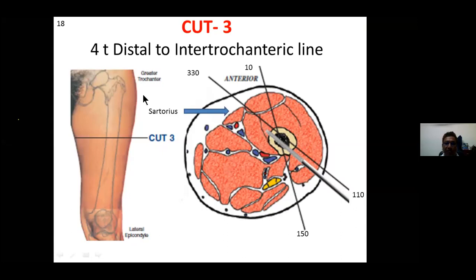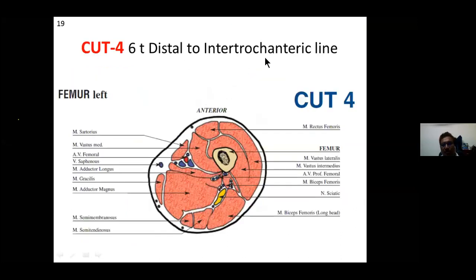Cut 4. It is 6 cm distal to the intertrochanteric line. Here the femur is almost cortical. The sciatic nerve lies posterior to the femur. Femoral vessels and nerves lie in the adductor canal, bounded by the sartorius, vastus medialis, and adductor longus and magnus. This is the adductor canal, and you must be cautious about this.